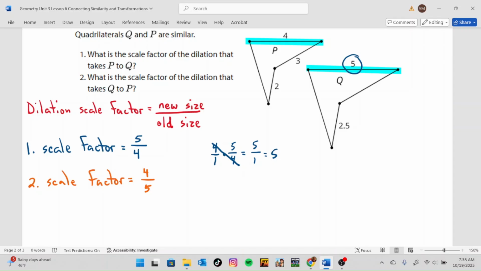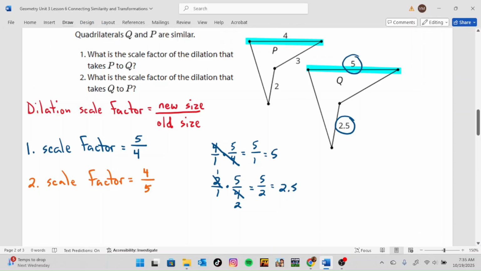I could even do it with the other one. Down at the bottom, I had 2, which is 2/1. If I multiply that by 5/4, then 2 goes into 2 one time. It goes into 4 2 times. So I get 5/2, which is 2.5. And that's exactly what I see right here.